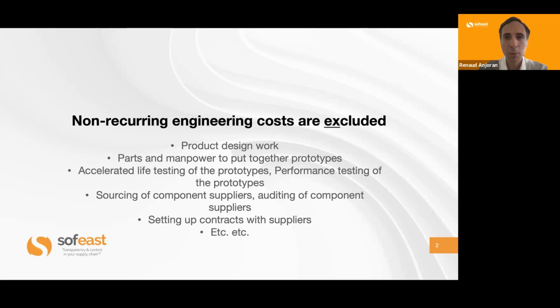Right, because this will not come back for every production batch that you make. These ones will not come back until you work on version 2 of your product, maybe, but they are gone. They have been spent whether you finally sell 5,000 or 5 million of your products. That's the idea, right? So that's correct. Do not include them in your unit cost.